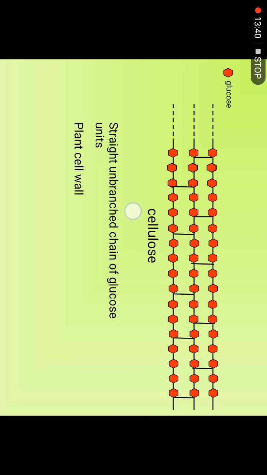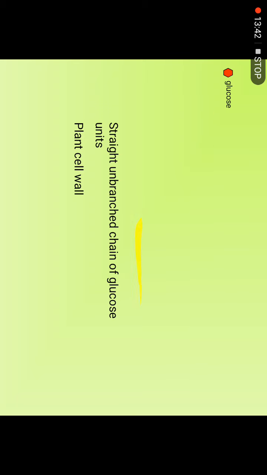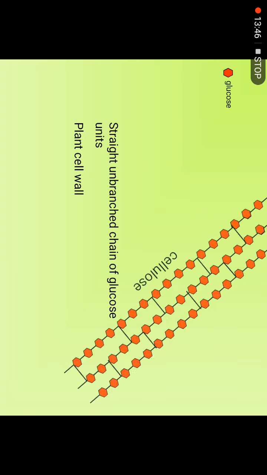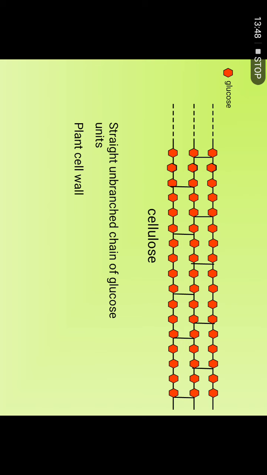As you know, cellulose makes up the cell wall of the plant. When we say cell wall, it needs that support. That's why the arrangement is very, very firm.